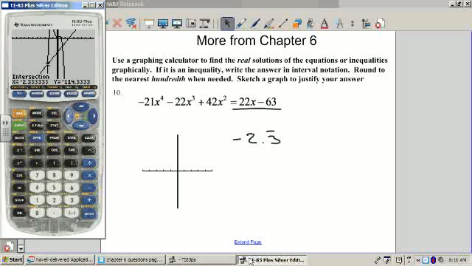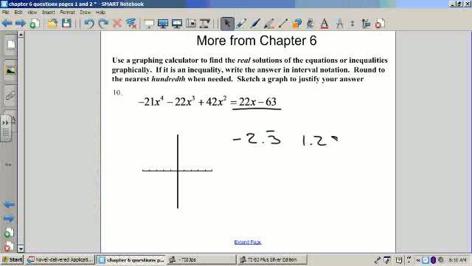The second intersection over on the right-hand side, I'm going to go second, calculate, and I'm going to calculate the intersection. Okay, first curve and second curve I don't worry about at all. On the right-hand side, I'm going to guess as close as I can. And the intersection here is 1.28.